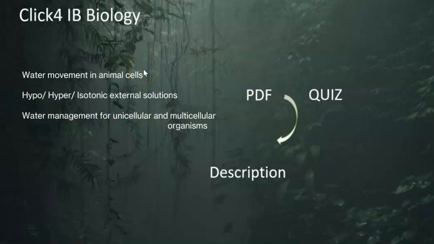Click for IB Biology. Here we're looking at the movement of water in animal cells. We're looking at osmosis with respect to animal cells. We'll be looking at the different types of external solution that they might find themselves in, and how unicellular and multicellular organisms might go about managing their water content.